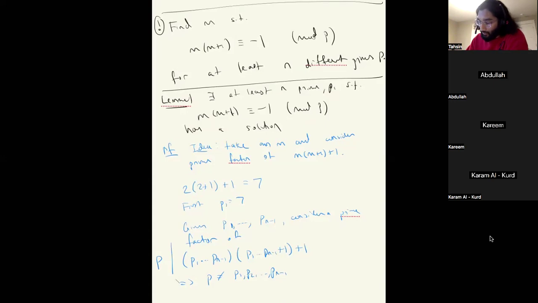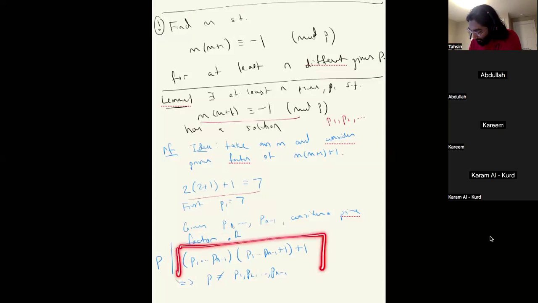We're trying to construct an infinite sequence P1, P2, and so on of primes, where for each one of them there's a solution to this equation, right? And the way we do it, we just start with P1 is maybe 7 because then there's a solution. And then the idea is once I have P1 through Pn minus 1, how do I construct the next one? What I do is I consider this guy. So I take m times m plus 1 where I plug in this.